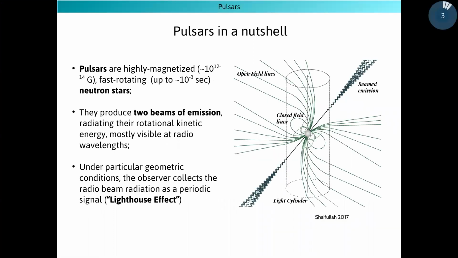So pulsars are highly magnetized, fast-rotating neutron stars that generate two beams of emission approximately located on the magnetic poles and that are mostly visible at radio frequencies. While the pulsar rotates, these two beams co-rotate with the star, and if the line of sight of an observer crosses one of the two beams, the observer will see the pulsar as a source of periodic emission.